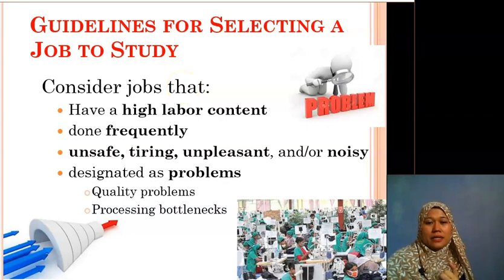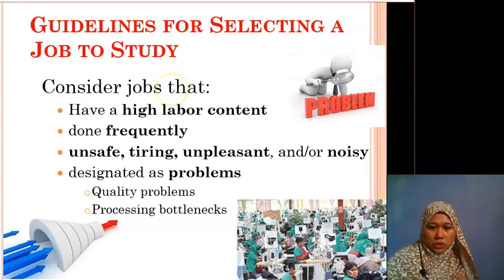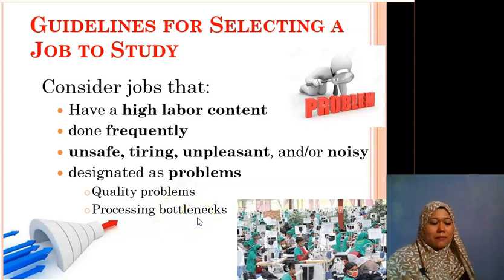And then the line or the job that is done every day, frequently, so you go for that particular line. If you observe and hear complaints on that line, the best thing is to study that. And when the line causes problems at the end, maybe the end product has defects, and also there's a bottleneck, many processes delayed on the line, then you need to do the study.